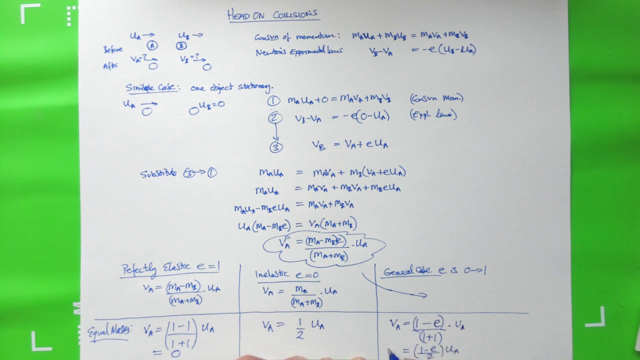So that's the general solution for 2 objects. One is stationary, one runs into the other one, and then they collide, bounce off, and do whatever happens. And this solution will be the case for all of them. So we are done.